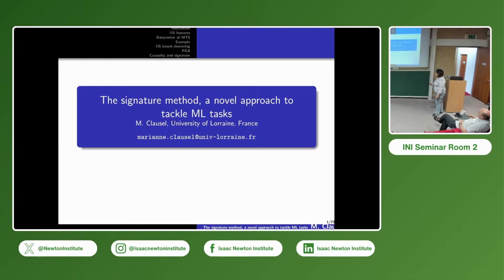First I will give you some motivation about multivariate time series, but I think everyone is motivated, so I will go fast. Thereafter, I will explain what the signature method is, and I will give some examples of application. Probably I will explain this question about barycenter. I don't know if I will be able to talk about PGA and causality.